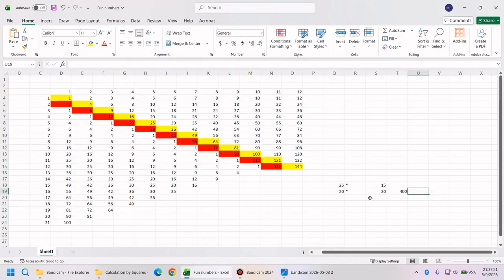So with it being 5 off, we now have 400 minus 25, which of course is 375.